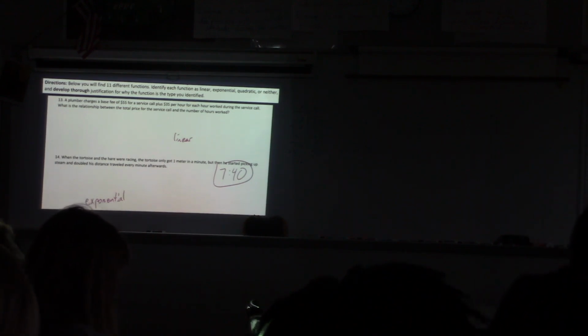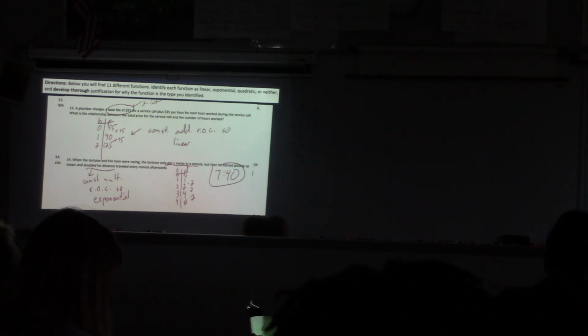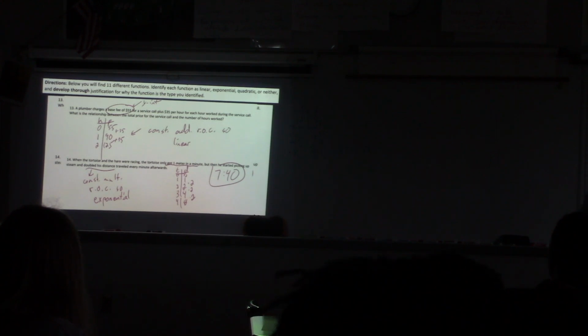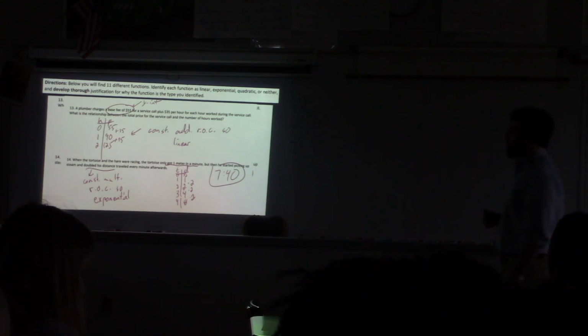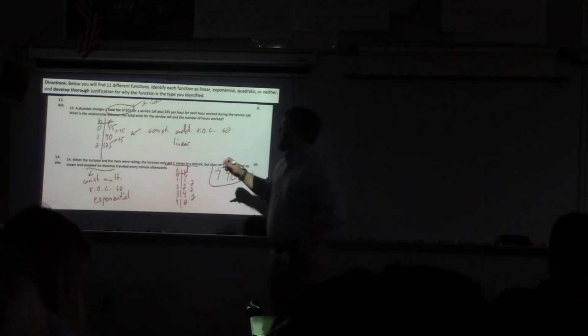Questions about those? Notice I just made a quick little table. You can always make a table. Don't forget, it's not just about getting the answer, it's about justifying it. I will say this because I did already see a couple people try to write equations here.